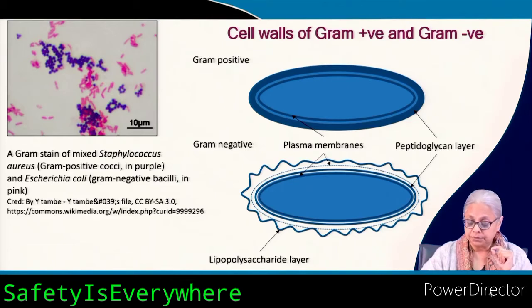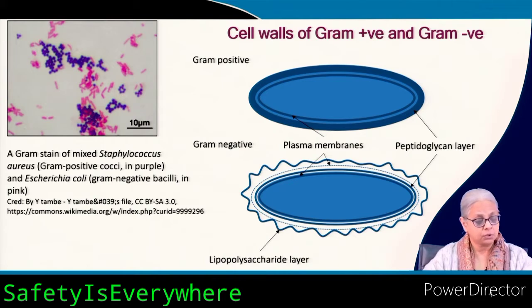Now, the cells that have a thin peptidoglycan layer are unable to hold on to the crystal violet stain. So they get decolorized by alcohol, and then when safranin is added, they turn red. That's the counter stain. The other gram-positive cells have a thick peptidoglycan layer, so when they are stained by crystal violet, they retain that stain, and when alcohol is applied, they do not get decolorized, and when the safranin is added, they remain purple. So purple is a darker color. The color remains the same.